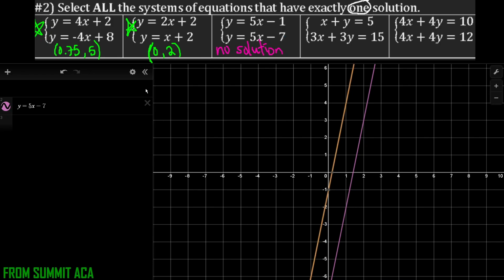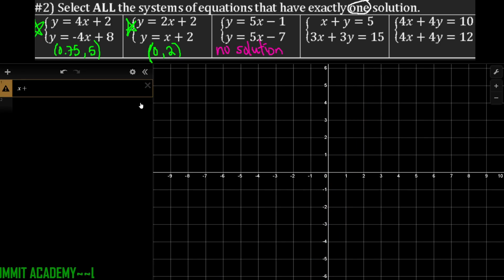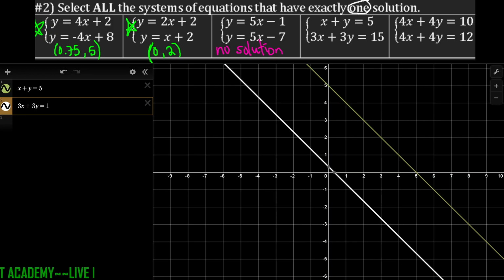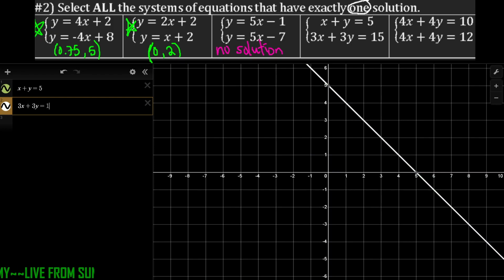All right, looking at that fourth choice, we have x plus y equals 5, and we have, sorry, 3x plus 3y equals 15. And so notice when I type in that 5, notice how it has the same slope, but when I actually type 15, it actually is overlapping lines, so we're going to say that it is going to be infinite solutions. So for this one, we're not going to pick this one, but we're going to say infinite solutions, because they are overlapping lines.